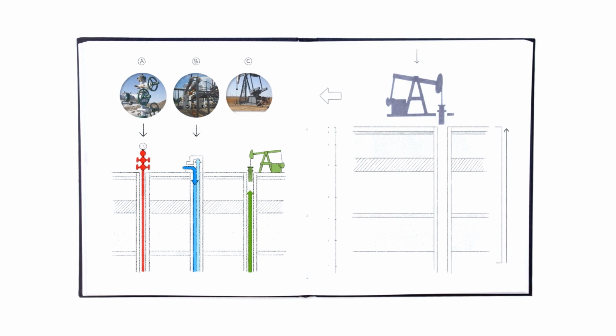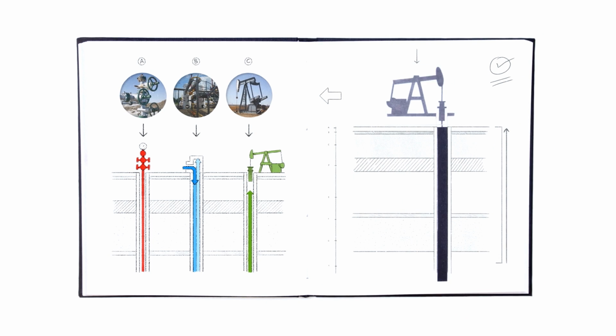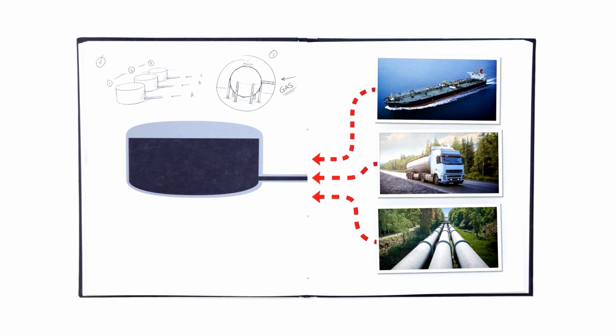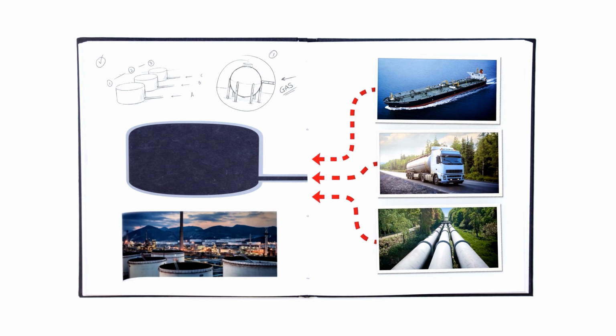By means of water and gas injection techniques or pumping, we can obtain crude oil, and to make use of all its components, using oil carriers, tankers, and pipelines, it is transported to storage tanks where it is kept until it is taken to the refineries.